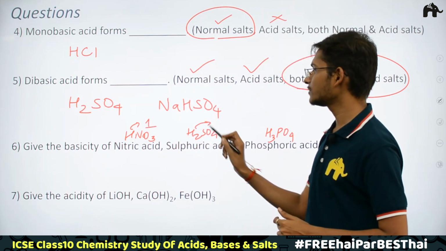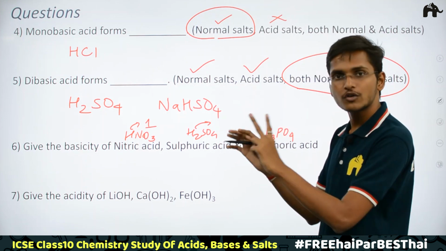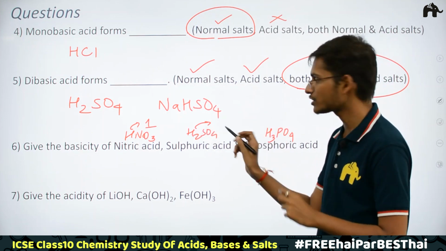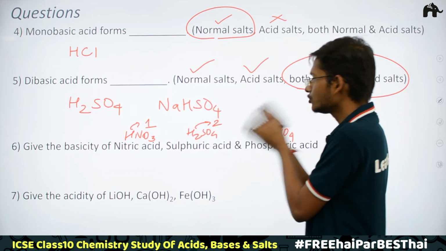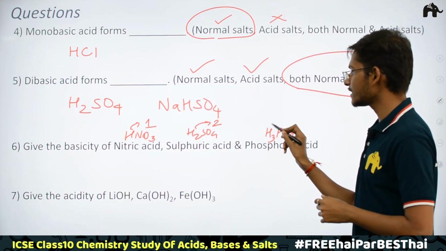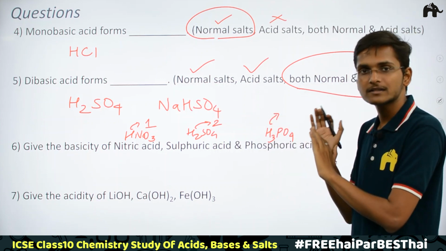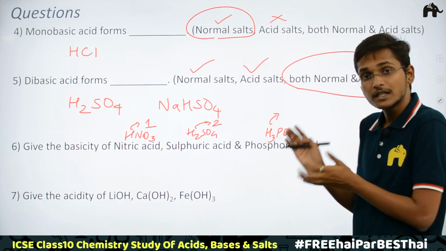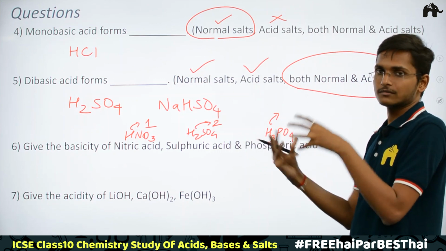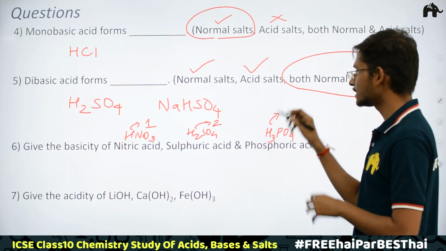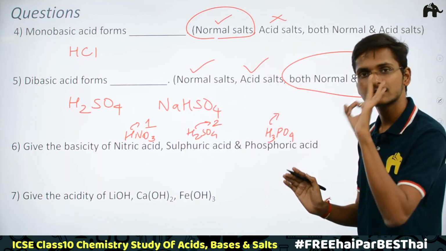H2SO4 can give up 2 hydrogen atoms to form hydronium ions. So 2 hydronium ions can be formed because it has 2 ionizable hydrogen atoms. Since 2 hydronium ions are formed, the basicity would be 2. And phosphoric acid, as we have already learned, gives all the 3 hydrogen atoms to form hydronium ions, because it has 3 ionizable hydrogen atoms. So 3 ionizable hydrogen atoms form bonds with 3 water molecules, forming 3 hydronium ions, which means the basicity is 3.